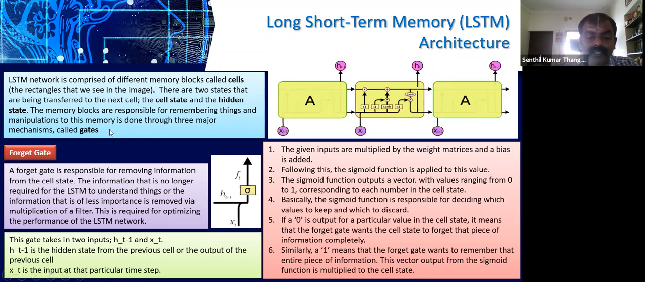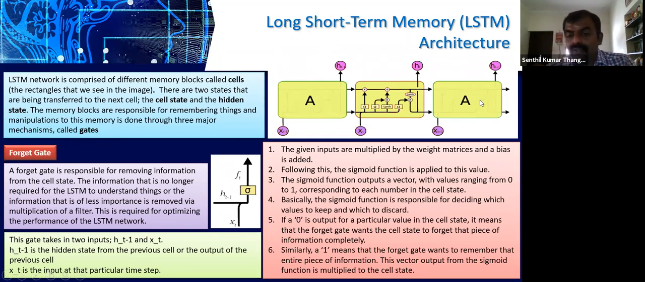So what are these gates? You have something called a forget gate. What the forget gate does is, when you don't need an information, the cell's value will be removed. The cell state will be there, but you don't want that information. You can remove the cell state, and that is done by something called a forget gate.